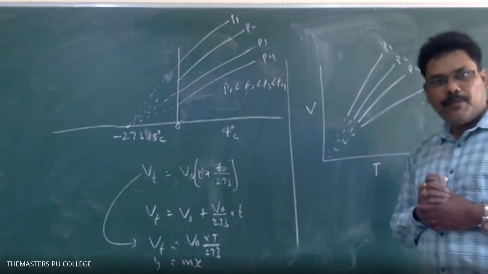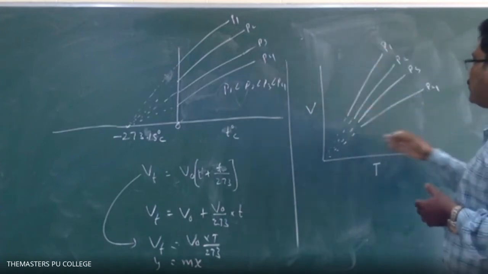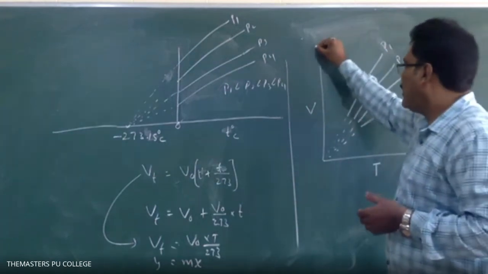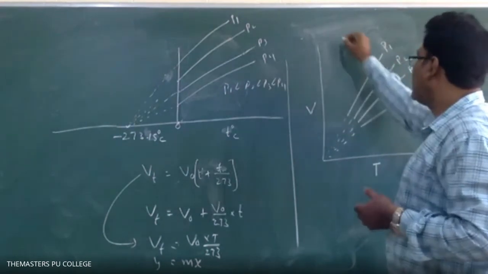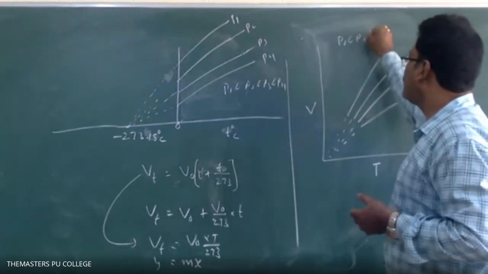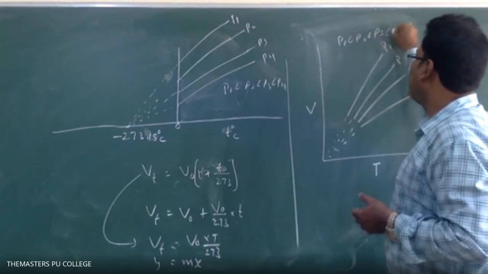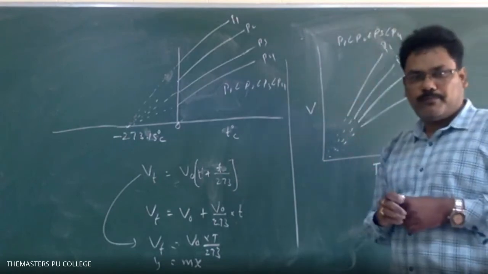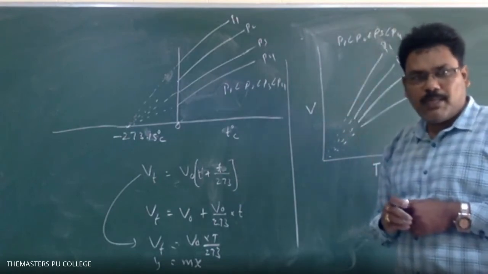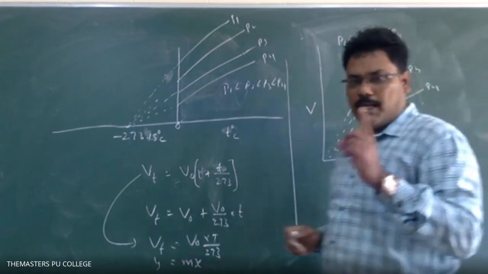Got it? So these are known as the isobars. Here also the relation between these pressures is P1 less than P2, less than P3, less than P4. Understood, this one?